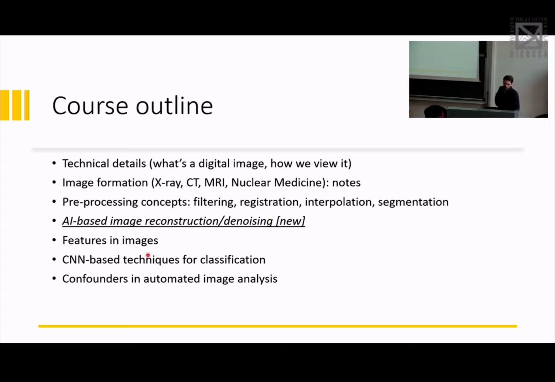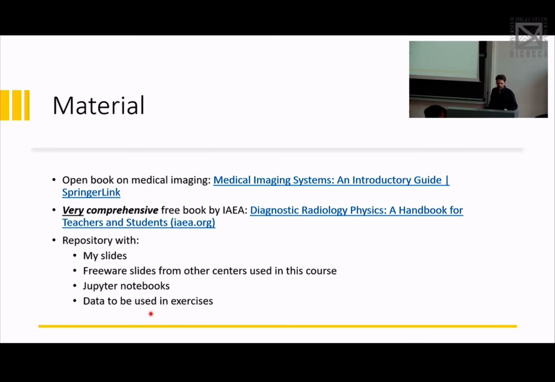And then we will talk about how automatic image analysis is performed. Here is some material. We have an open book which is free to read about medical imaging.